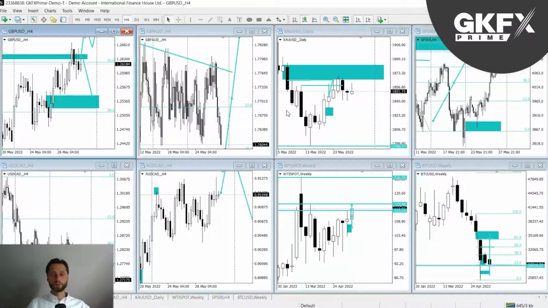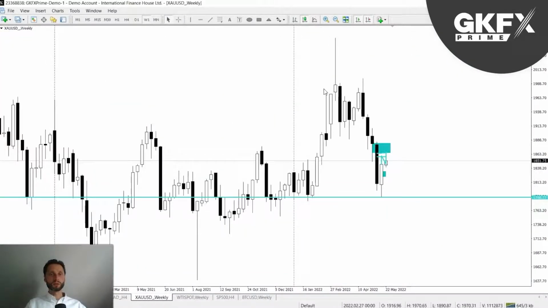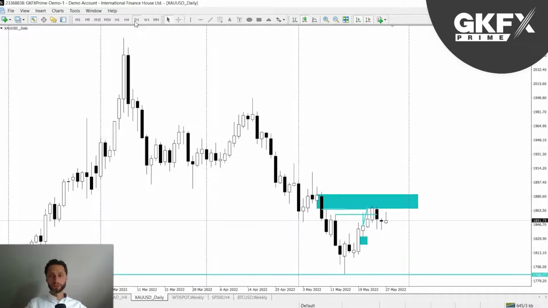Now I'm going to move on from Forex. Let's have a look at gold. So let's keep in mind that for the moment, we're still bearish on the dollar, and that means in correlation terms, some strength on gold, because gold is priced in dollars.